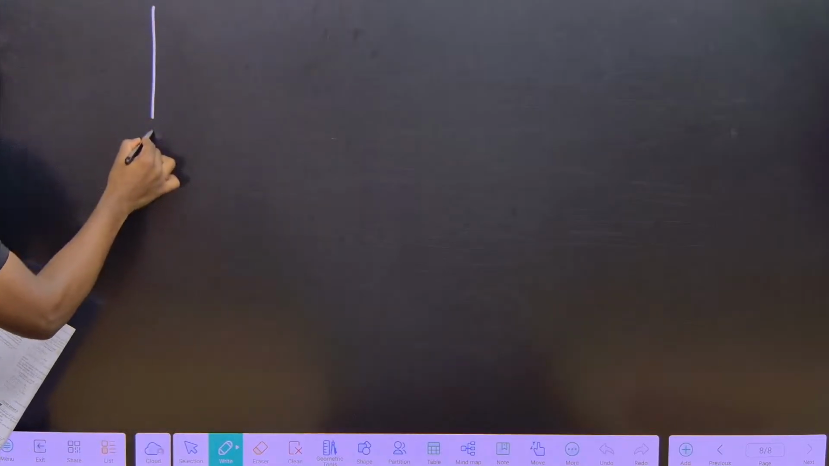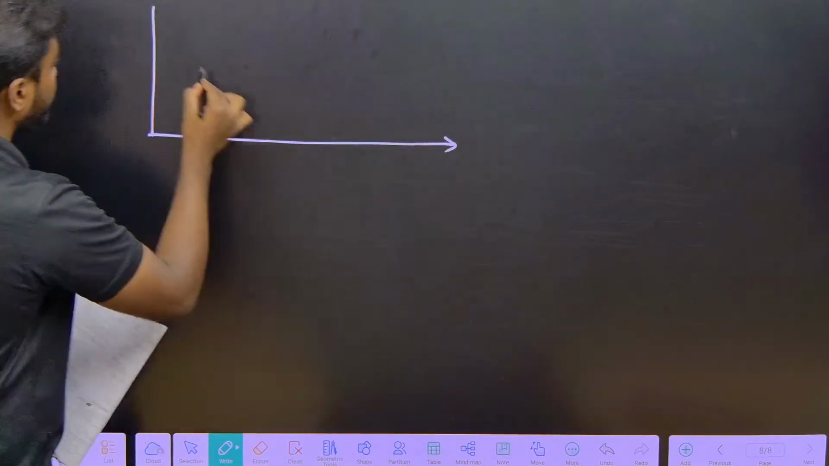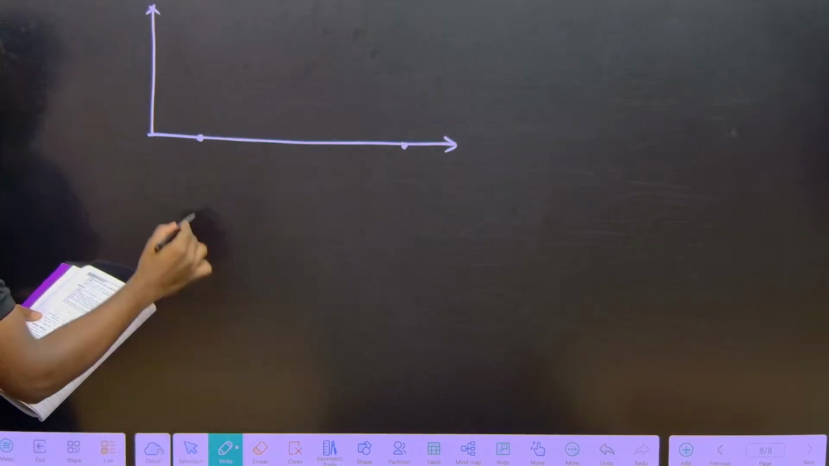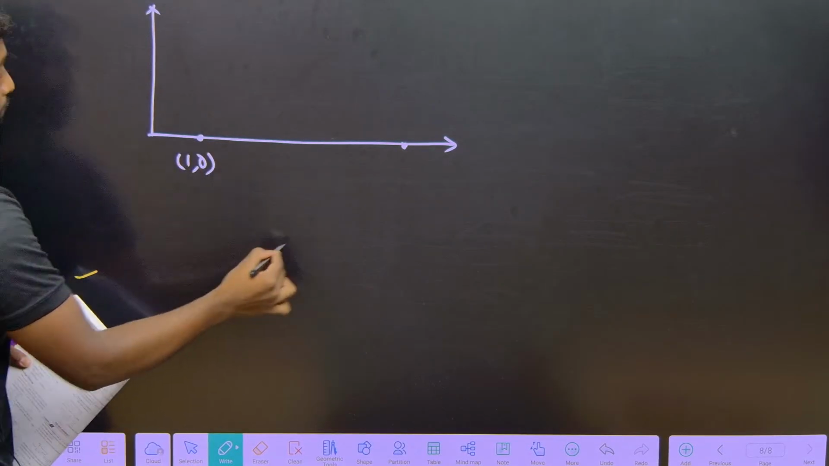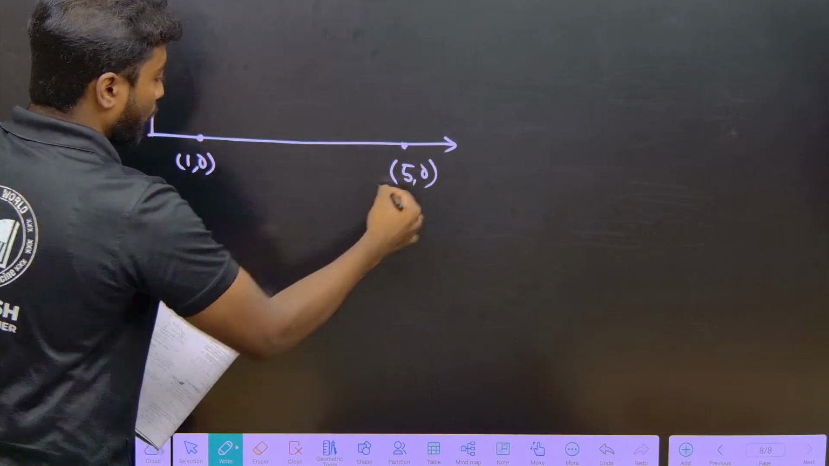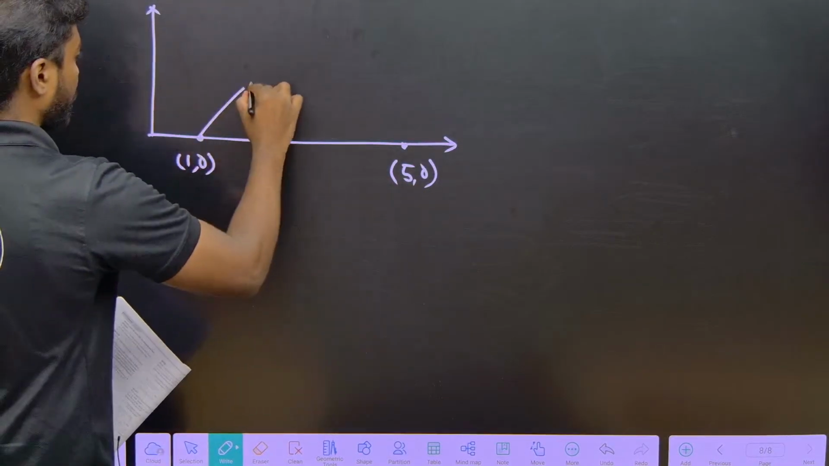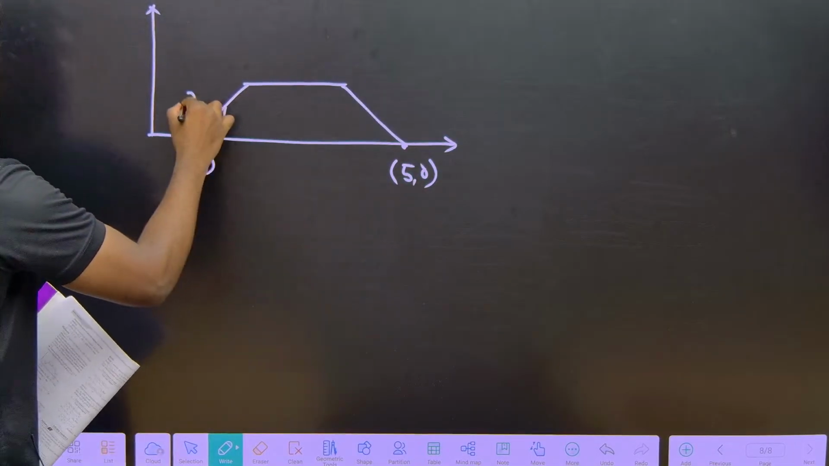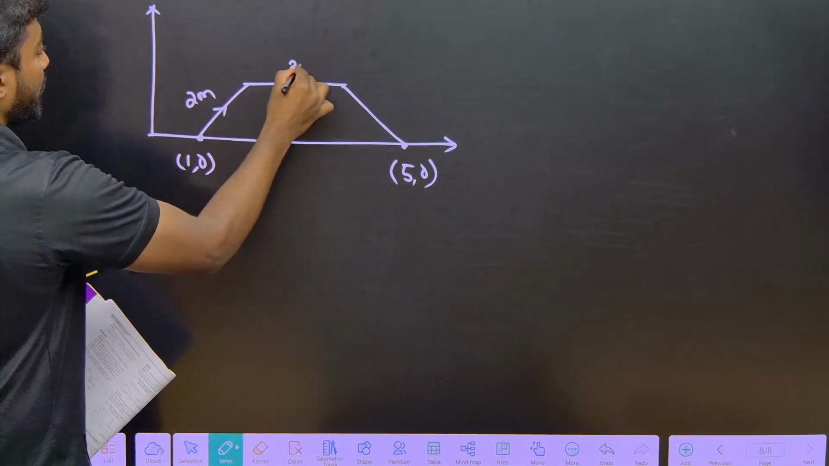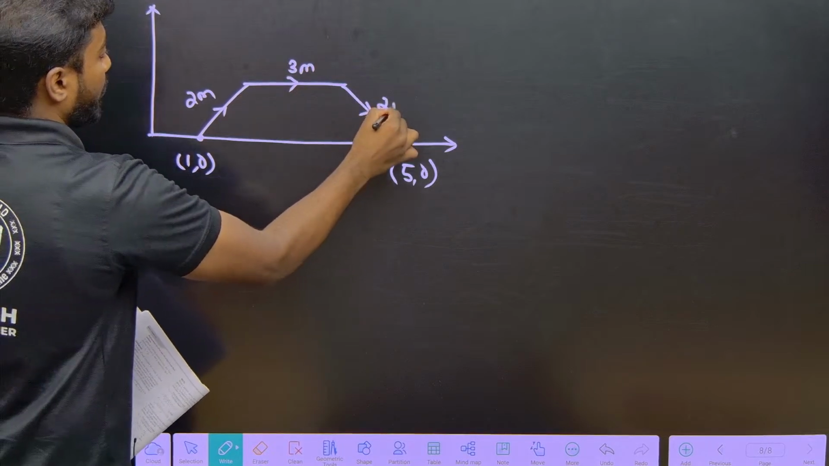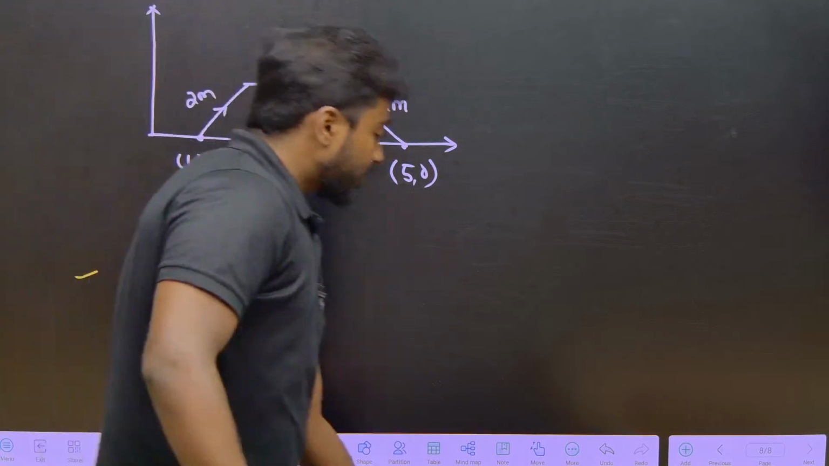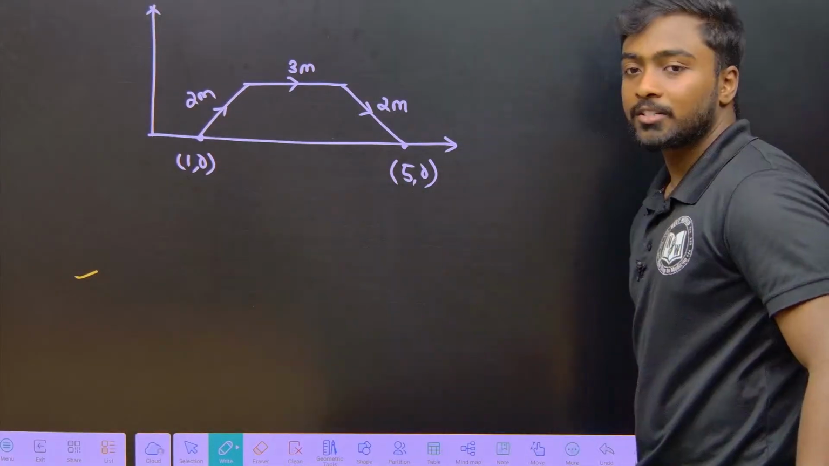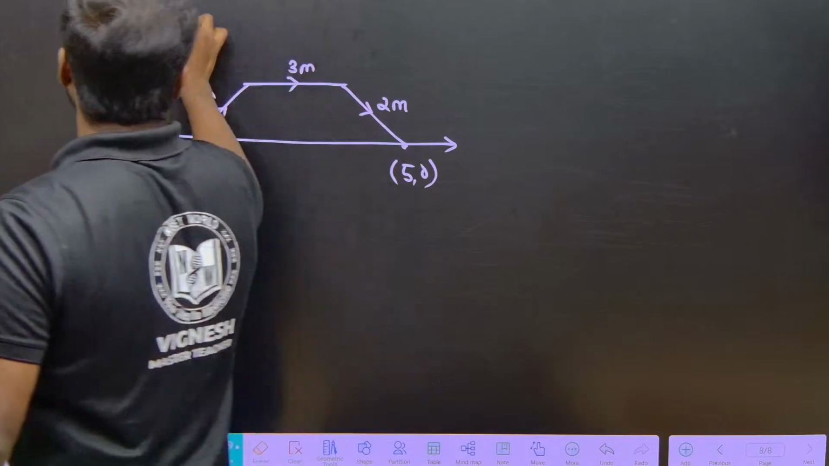So here the diagram is given like this. It is 1 comma 0, it is 5 comma 0. So this is 2 meter, 3 meter, 2 meter. Can you find what is distance and displacement in this? Can you tell what is displacement and distance from this? This is y and this is x.